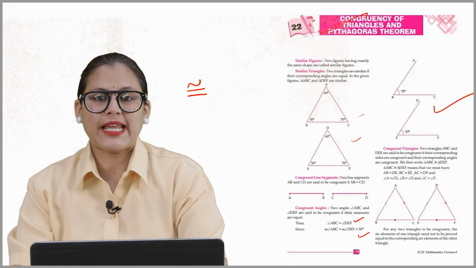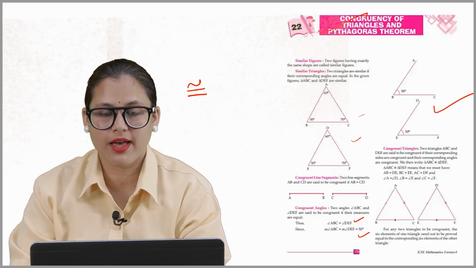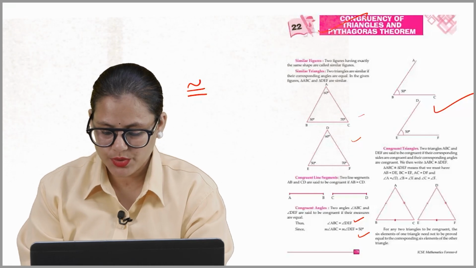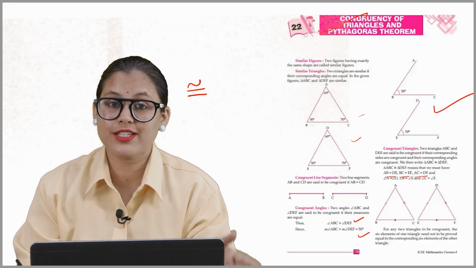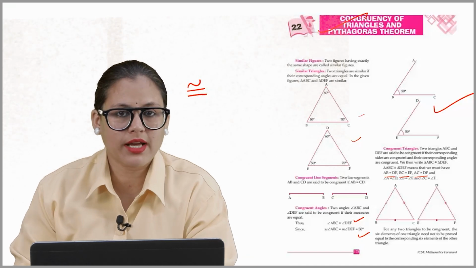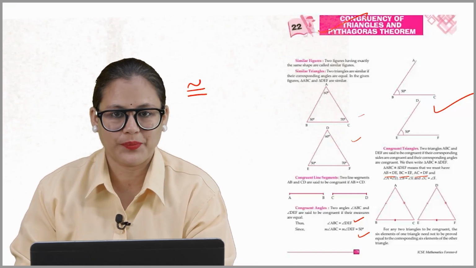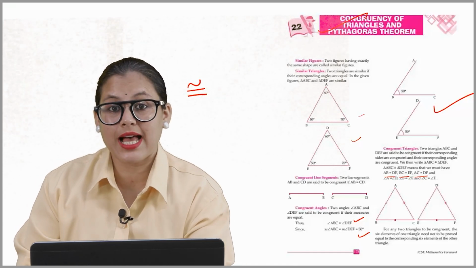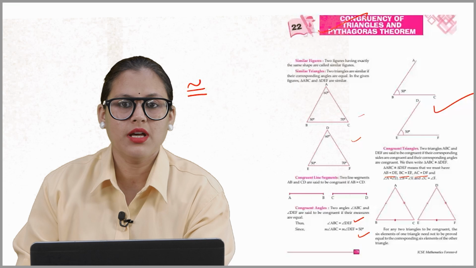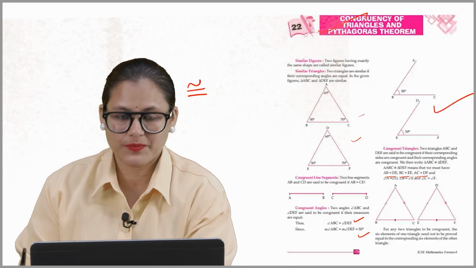Triangle ABC congruent to triangle DEF means that we must have AB equal to DE, BC equal to EF and AC equal to DF, and angle A equal to angle D, angle B equal to angle E, and angle C equal to angle F. For any two triangles to be congruent, the 6 elements of one triangle need not all be proved equal to the corresponding 6 elements of the other triangle.